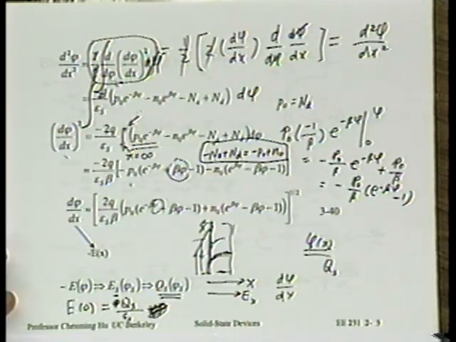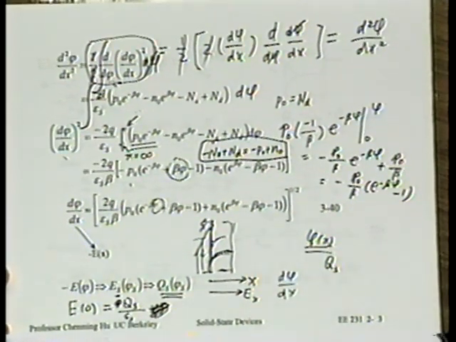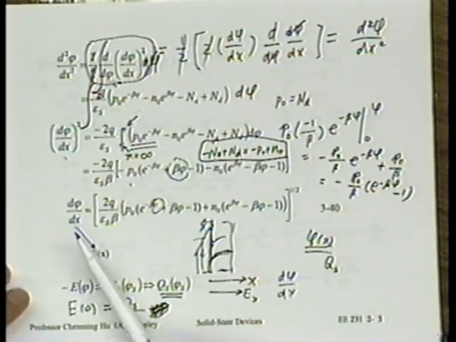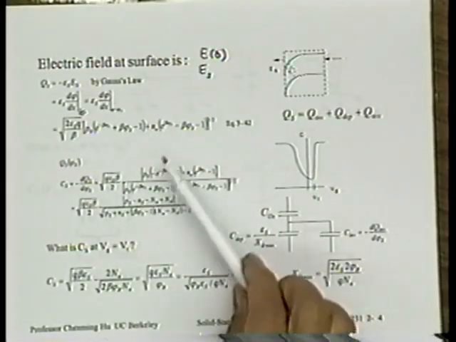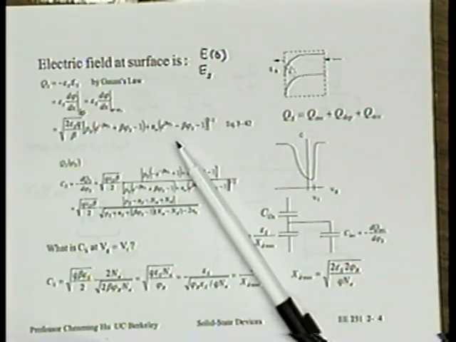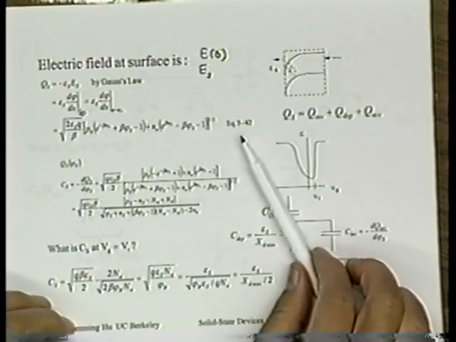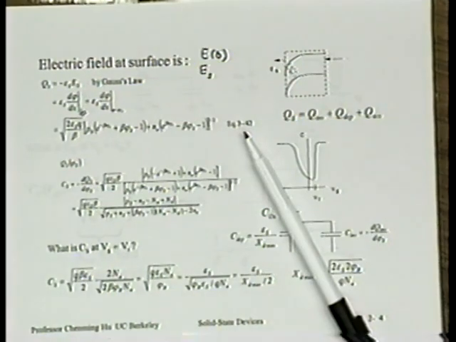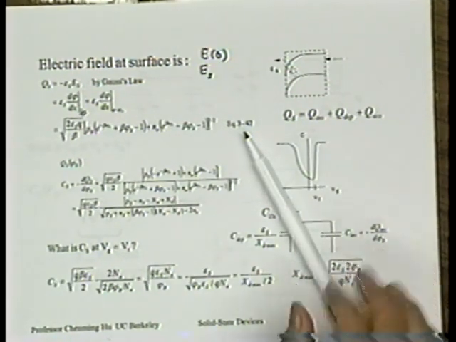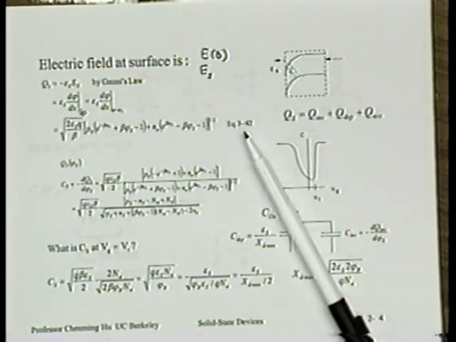So for now, let's just be satisfied that we know the electric field, and therefore the charge is a function of the potential of the surface, phi s. All right? And that's where we are right now. Okay? And when I put down an equation number, that's the equation number in the textbook, so that you can relate the lecture to the textbook.